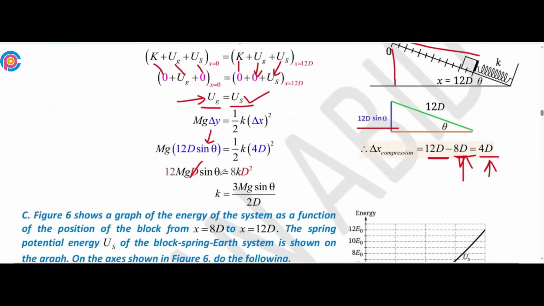So we can cancel d from here, and we have to calculate the value of 8, 12. The result is k equals 3 mg sin theta over 2d, which is the spring constant equation in terms of mass, distance, and theta.